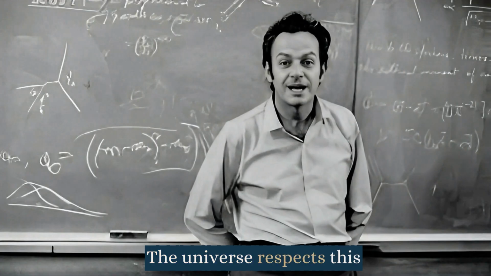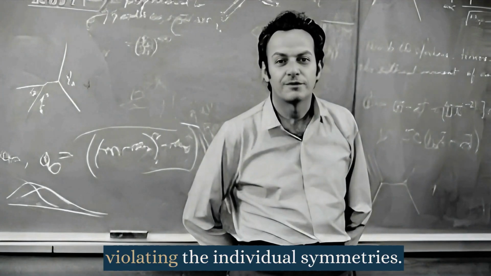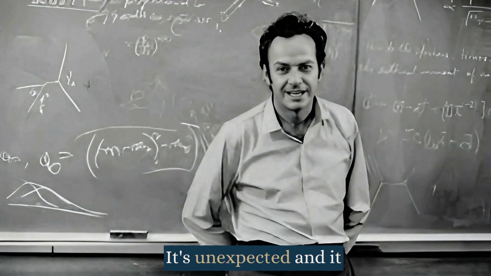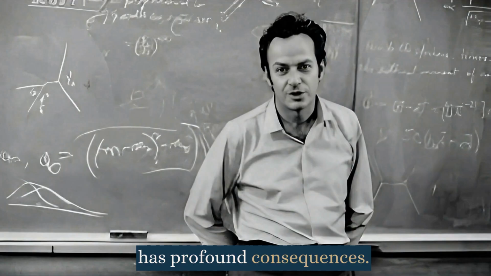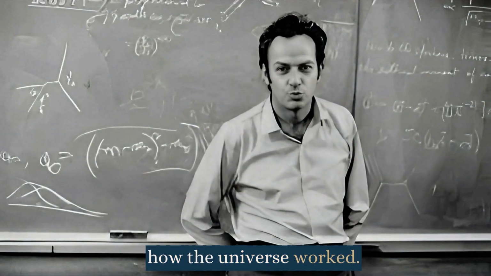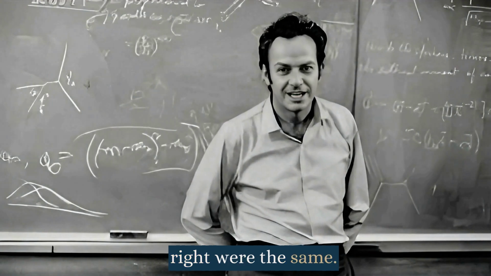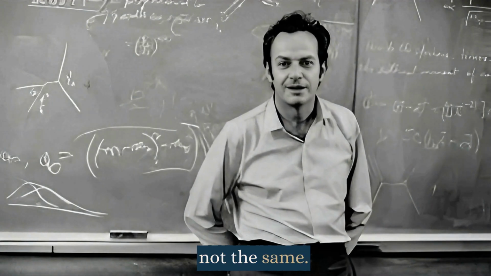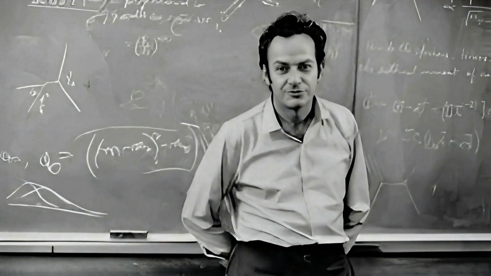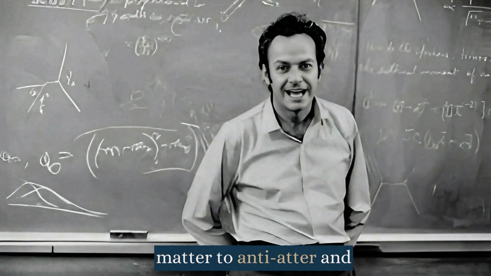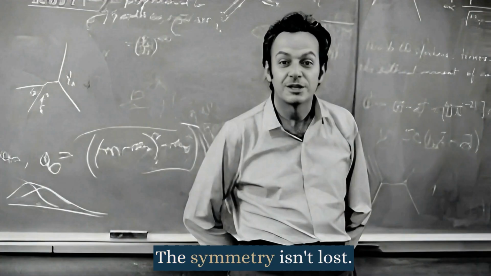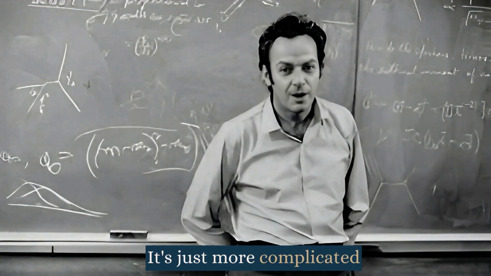The universe respects this deeper symmetry even while violating the individual symmetries. It's elegant, it's unexpected, and it has profound consequences. Think about what this means. We thought we understood how the universe worked. We thought left and right were the same. Then we discovered they're not the same. The universe picks a direction. But then, and this is the beautiful part, we find that if you flip both things, matter to antimatter and left to right, you get back to the same physics. The symmetry isn't lost. It's just more complicated than we thought.